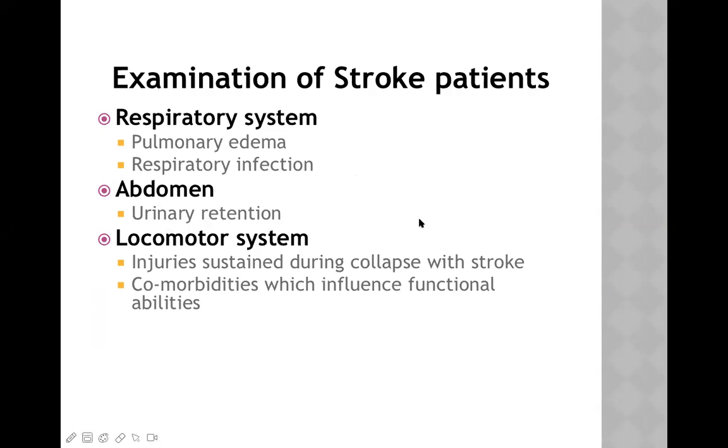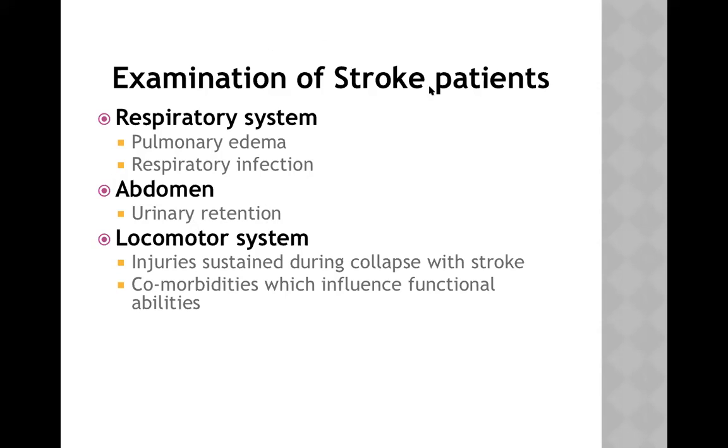Examine abdomen for urinary retention. The comatose patient sometimes has urinary retention. So probably the urine is staying there inside the bladder. The bladder is full, so we need to put a catheter there to drain the urine. This has to be examined first, then only you can put the catheter.